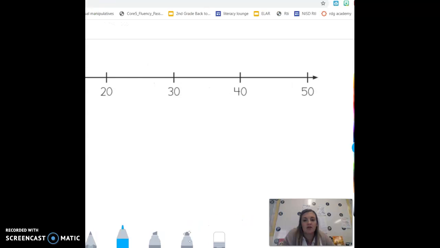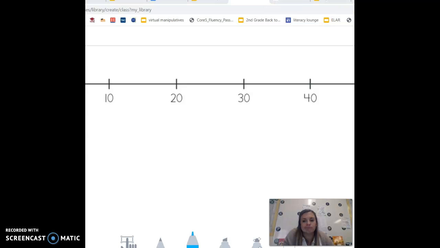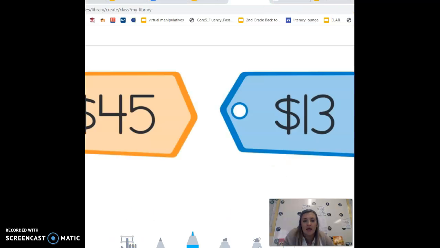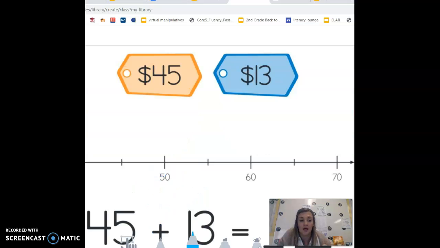Okay, and just think about what you notice, what you remember about number lines. And then I want y'all to think about what we have been doing with adding numbers. Let's say we wanted to add these price tags together. So we had 45 plus 13. A lot of you guys have been adding the tens first to make 5 tens, and then the ones to make 8 ones, and getting 58. So we're going to take that idea or that concept and apply it to number lines.